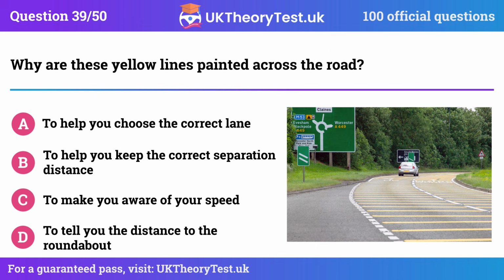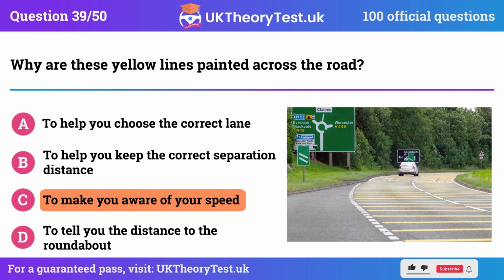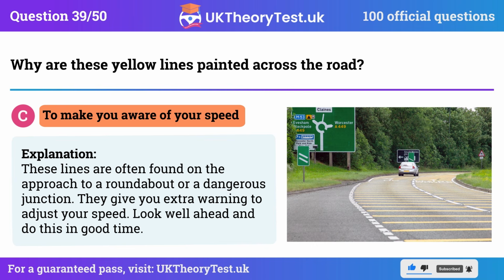The correct answer is C. To make you aware of your speed. Explanation. These lines are often found on the approach to a roundabout or a dangerous junction. They give you extra warning to adjust your speed. Look well ahead and do this in good time.